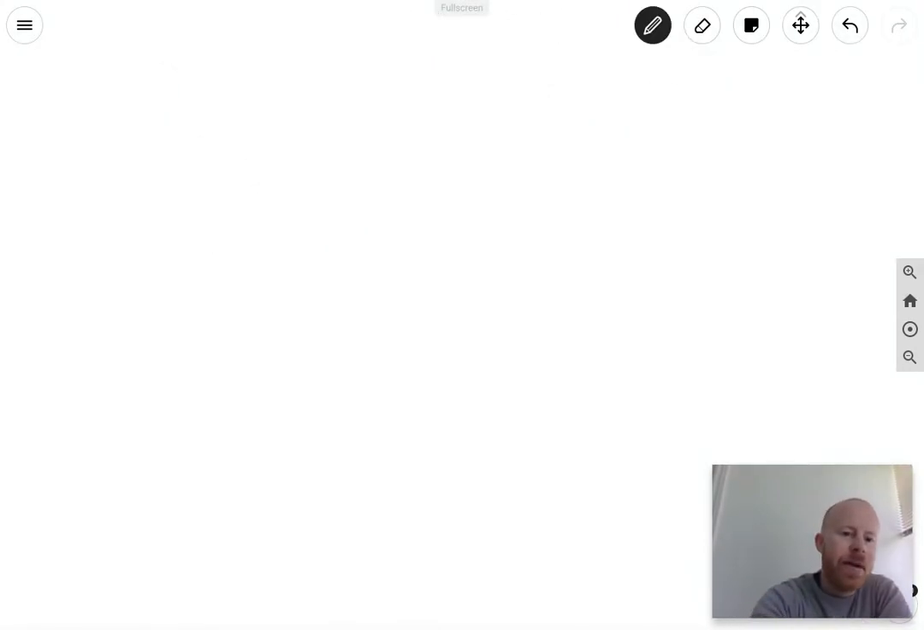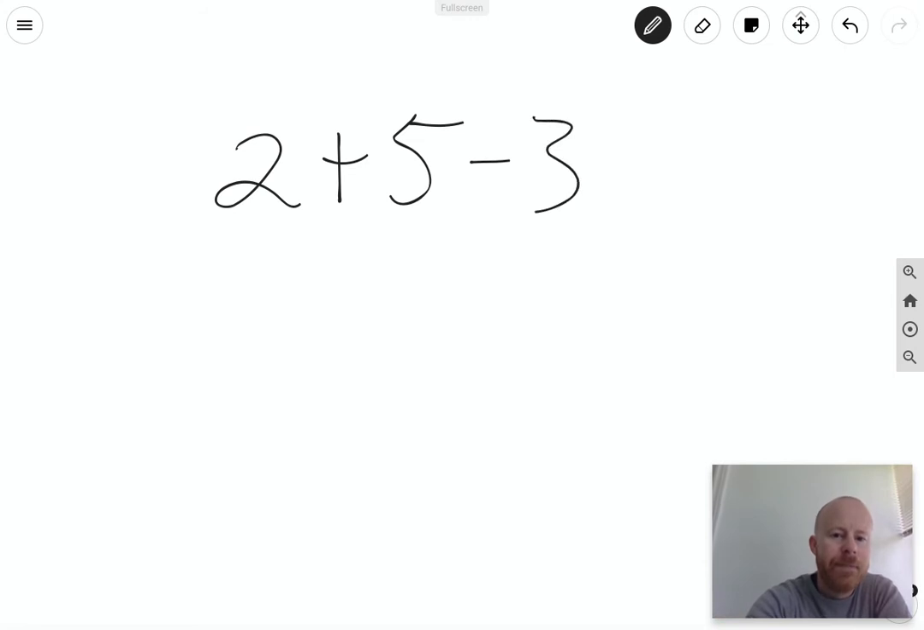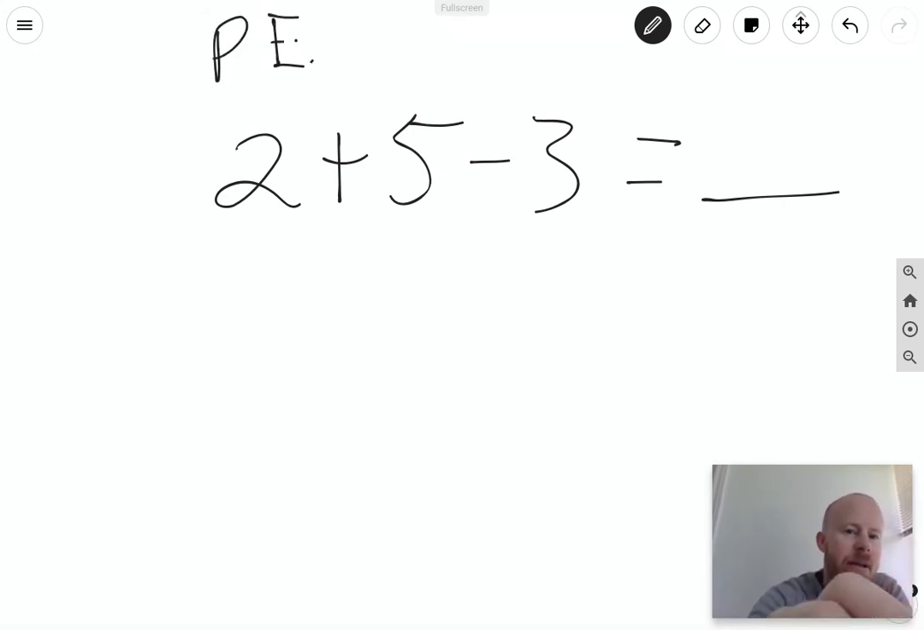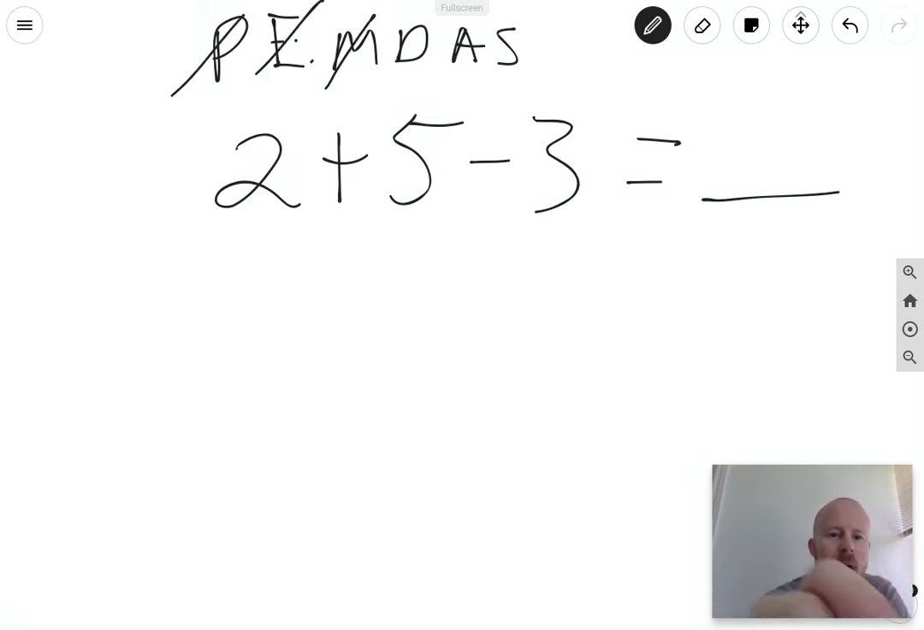This time I'm going to do 2 plus 5 minus 3. Now again, we have 2 operations. So in PEMDAS, parentheses, exponents, multiplication, division, addition, subtraction. Well, we don't have any parentheses. We don't have any exponents. No multiplication or division. So just addition, subtraction.